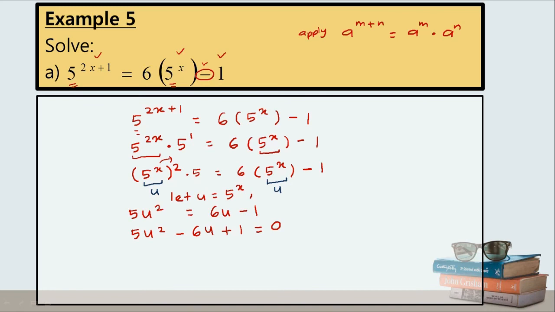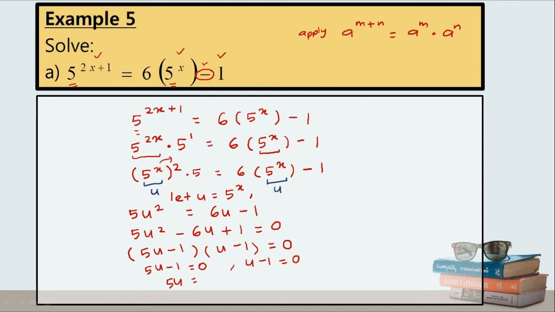Okay, in chapter 2, we will learn how to solve quadratic equation. Okay, so for this one, we can try using our calculator. So we will have (5u minus 1)(u minus 1) equal to 0. Make sure write this step. Okay, if not you will lose mark. Okay, so now we have 5u minus 1 equal to 0 and u minus 1 equal to 0.